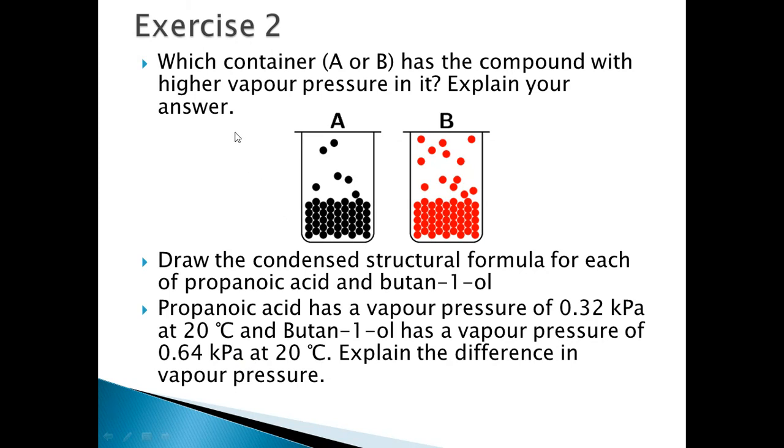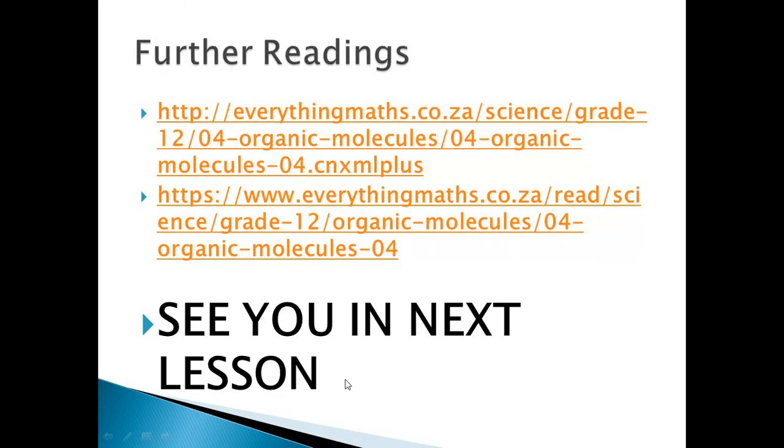Also, here is another one. This one states which container, this one or this one, has the compound with higher vapor pressure. Explain your answer. Then you have this one. Draw the condensed structural formula for each of propanoic acid and butanol. Propanoic acid has a vapor pressure of 0.32 kilopascal at 20 degrees Celsius, and butanol has a vapor pressure of 0.64 kilopascal at 20 degrees Celsius. Explain the difference in the vapor pressure. You can use this as your further reading while we see you in the next class.